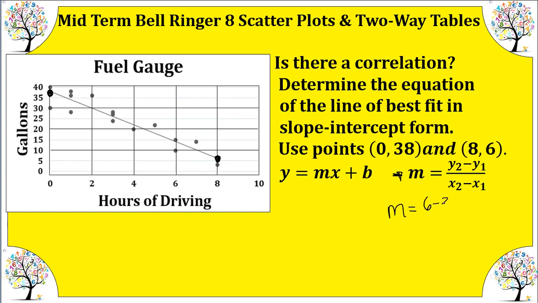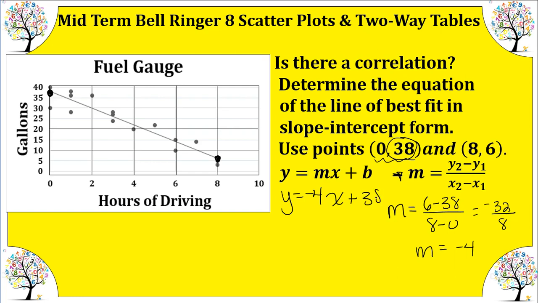y2, 6 minus y1, 38 over 8 minus 0. 6 minus 38 gives us negative 32 over 8. So our slope is negative 4. And we knew the slope was going to be negative because we have a negative correlation. Now we need to find the y-intercept, but the ordered pair that was given, (0, 38), is the y-intercept. This 38 is the b value. So we just put it together: y equals negative 4x plus 38.